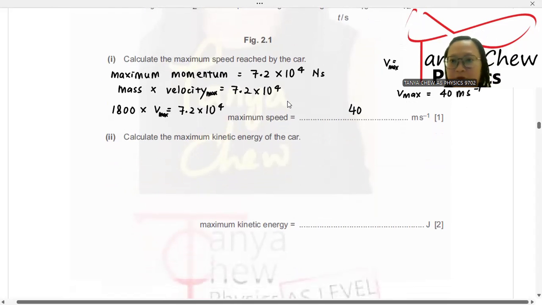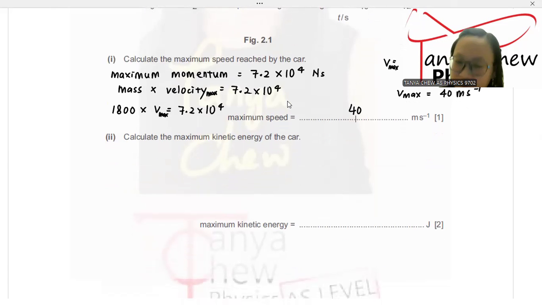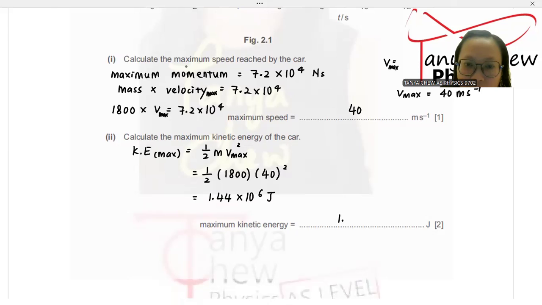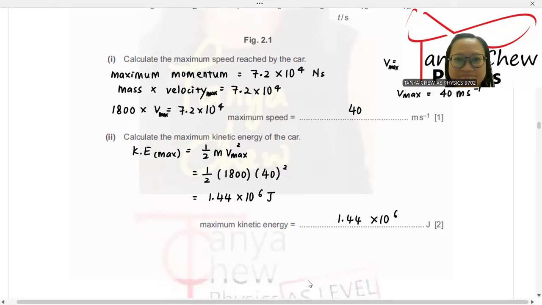Now, since you have the maximum speed, second part, you have to calculate the maximum kinetic energy of the car. So you remember the equation of the kinetic energy. Maximum kinetic energy is equal to half m v maximum squared. The mass of the car is 1,800 and the maximum speed is 40 squared. So let your calculator do the work. 1.44 times 10 to the power 6 joules is the answer.